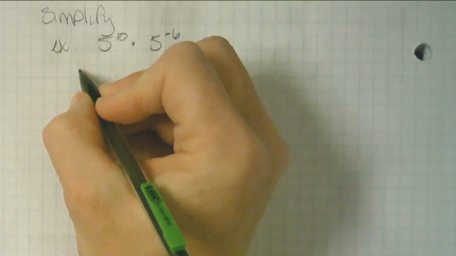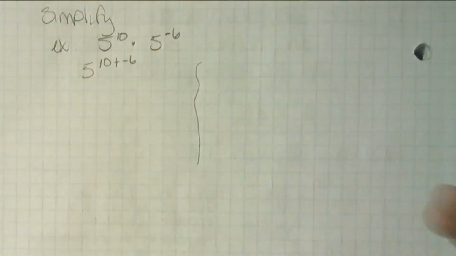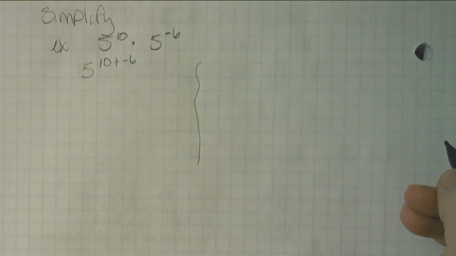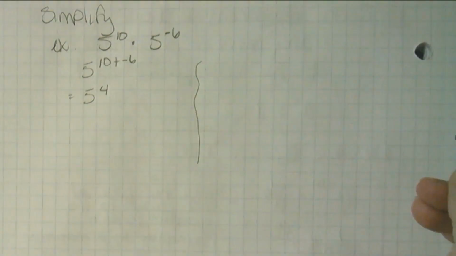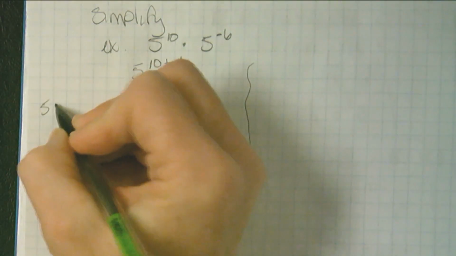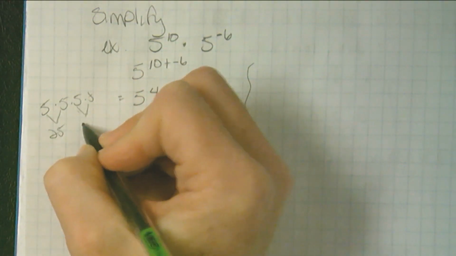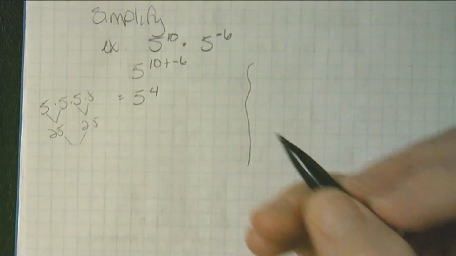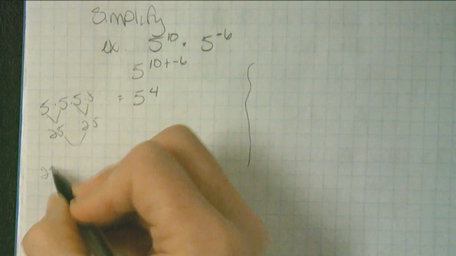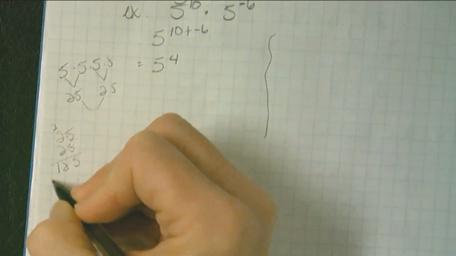What I could do is 5 to the 10 plus a negative 6, which gives me 5 to the 4th power. Off to the side, it's 5 times 5 times 5. This is 25. 25 times 25 is going to give me, I think that's 425. So that's 5, carry the 2. That's 12.